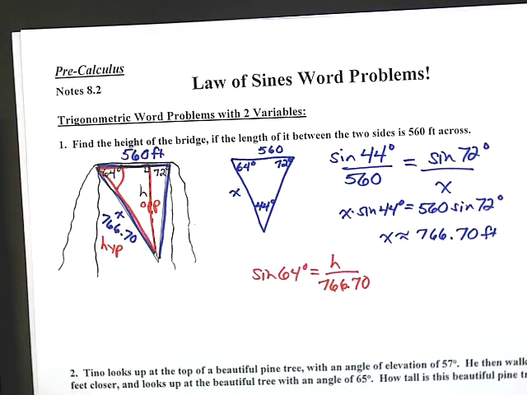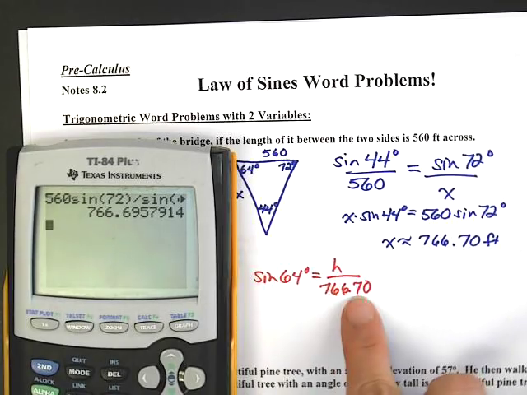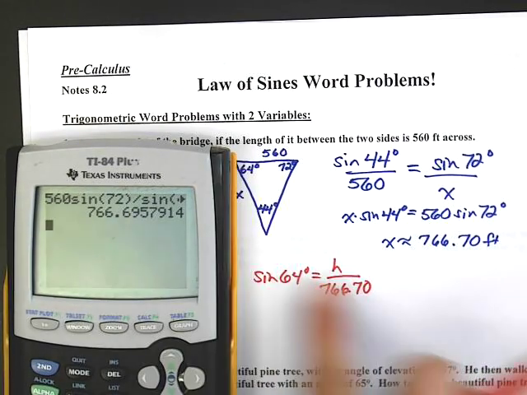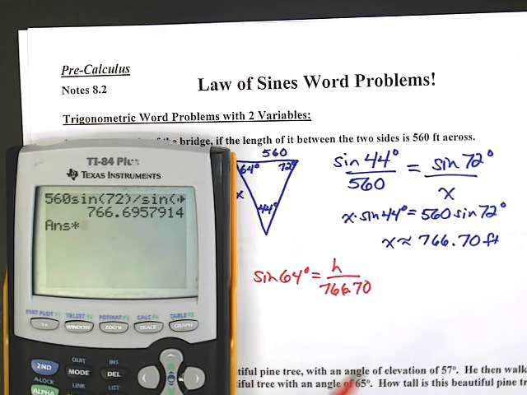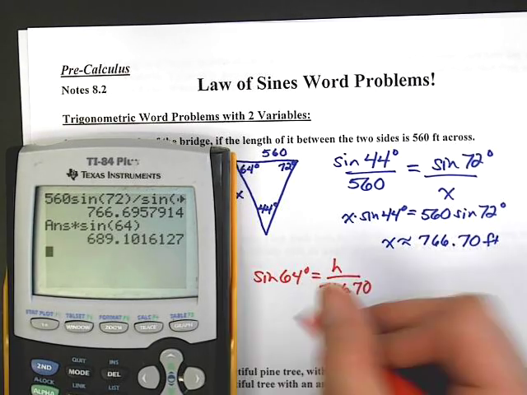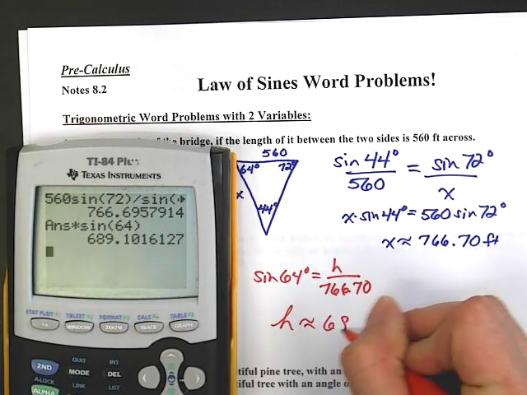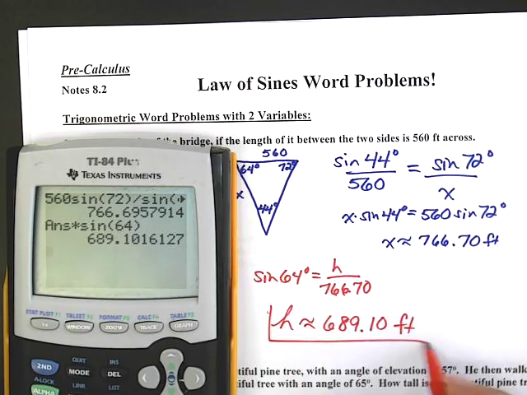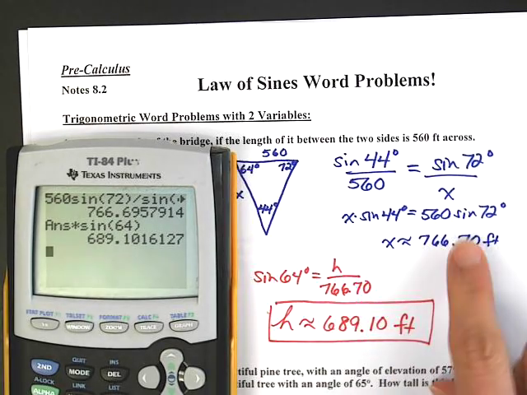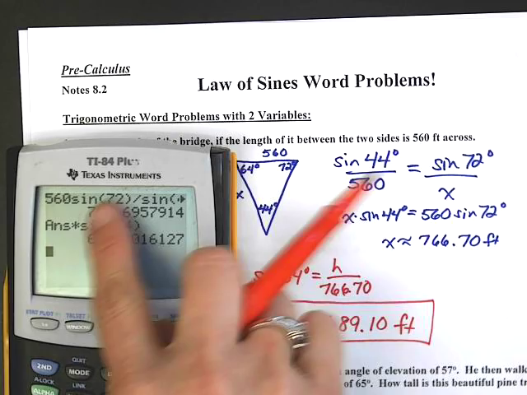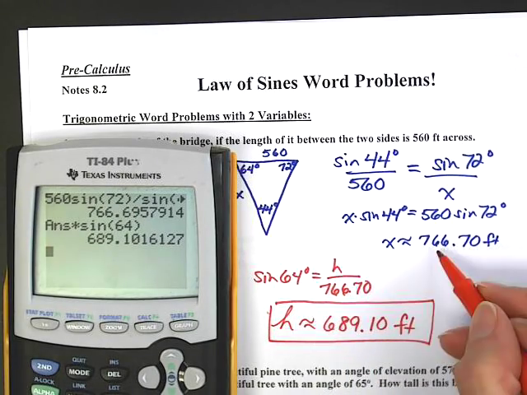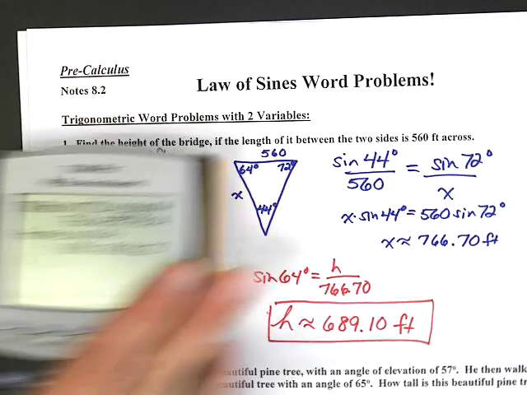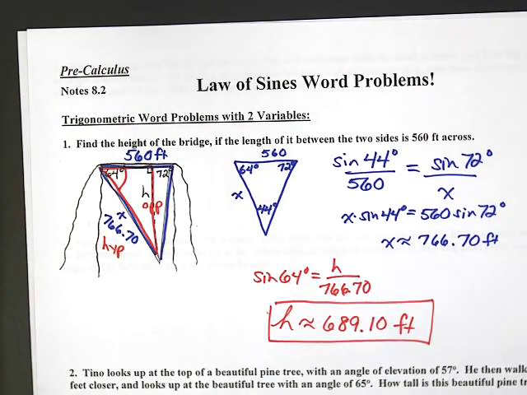766.70. So maybe what I'll do is I'll take the answer in my calculator, which is right there, and I'll times it by the sine of 64 degrees. So h is approximately 689.10 feet. Okay. If you have a number that you've rounded earlier, and you could take all those decimals and then take that answer and just multiply it in the calculator, that would be more accurate. Okay, a lot of the problems when you're doing trigonometry, you might have to find something you don't need in order to find something that you do need.